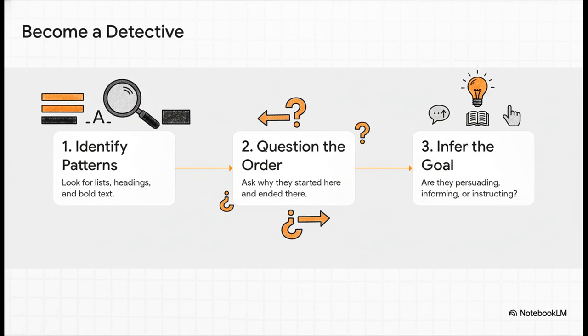So how can you start using this right away? Well, here's a simple 3-step method to become a structure detective yourself. First, just identify the patterns. Look for lists, headings, bold text, anything that stands out. Step 2, question the order. Always ask yourself, why is this first? Why did they put that last? And finally, step 3, infer the author's goal. Based on that structure, are they trying to persuade you, just inform you, or give you instructions? The blueprint always has the answer.